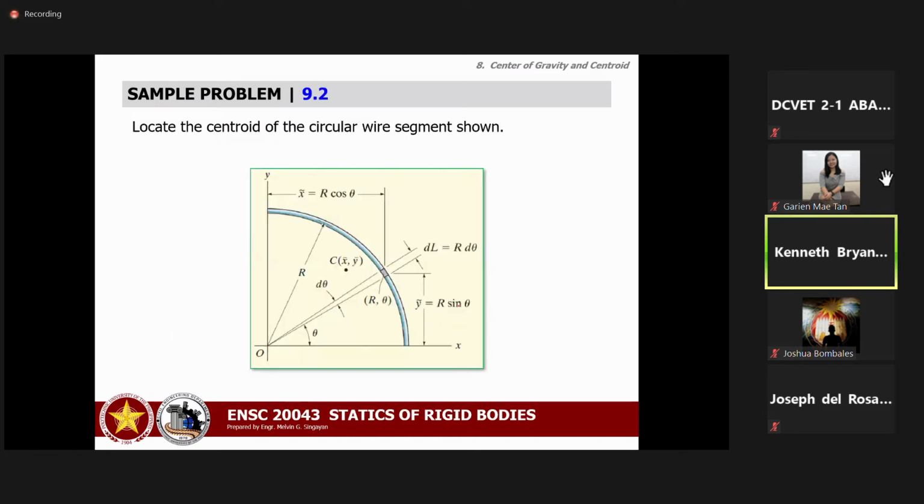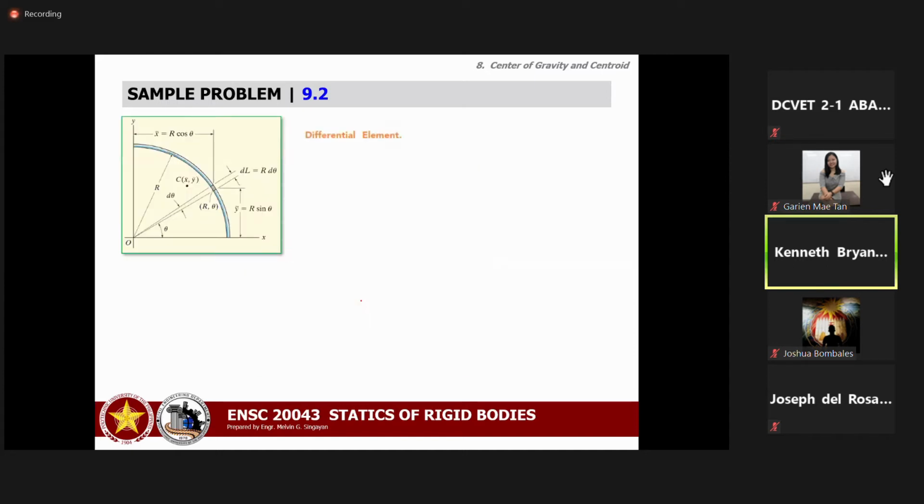So sample problem 9.2: locate the centroid. This time, we will use polar coordinates. So what are polar coordinates? This point is at r and theta. Now, we'll choose a differential element. This is a circular arc, so we'll choose this element whose length is dl.